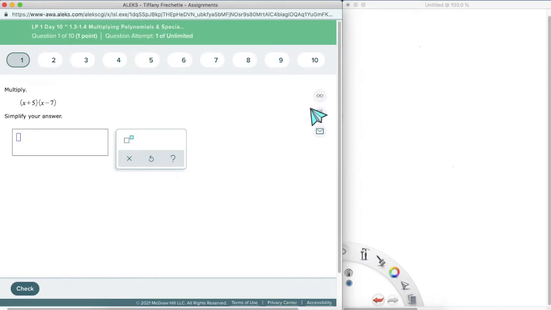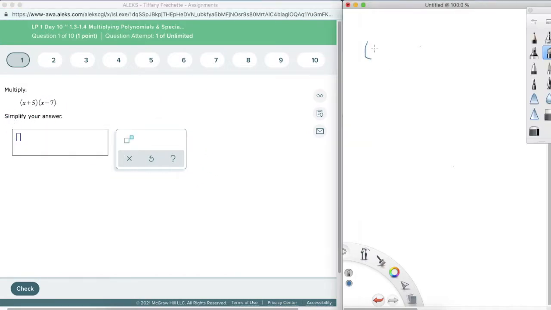All right, let's go ahead and get started on this one. So we're going to multiply. So let's go ahead and see what the FOIL method is. And this should sound pretty familiar. Most students have used the FOIL method. So it's just first, outside, inside, last. So it's just a way to remember that when you're doing FOIL.